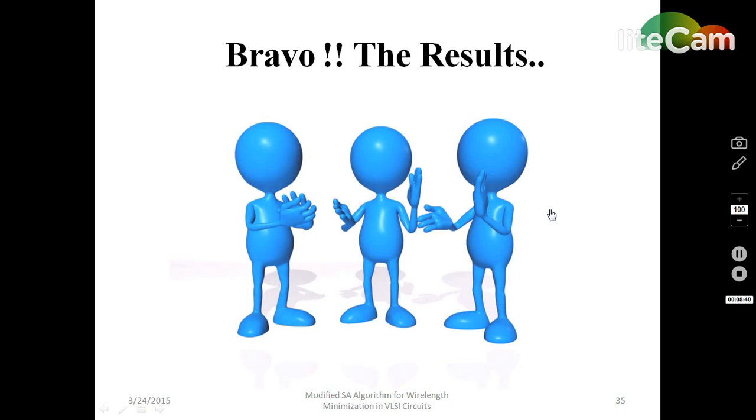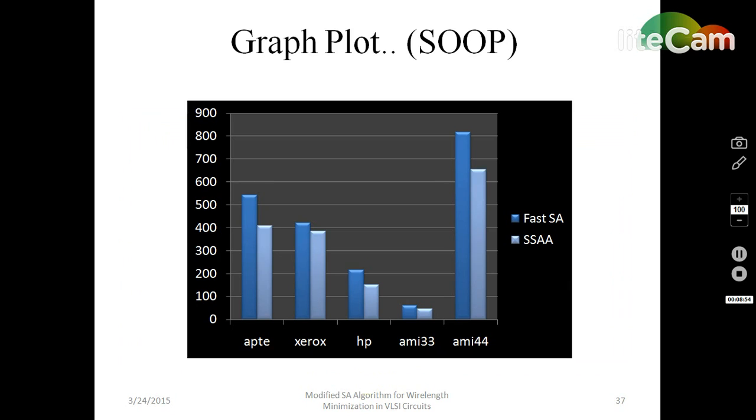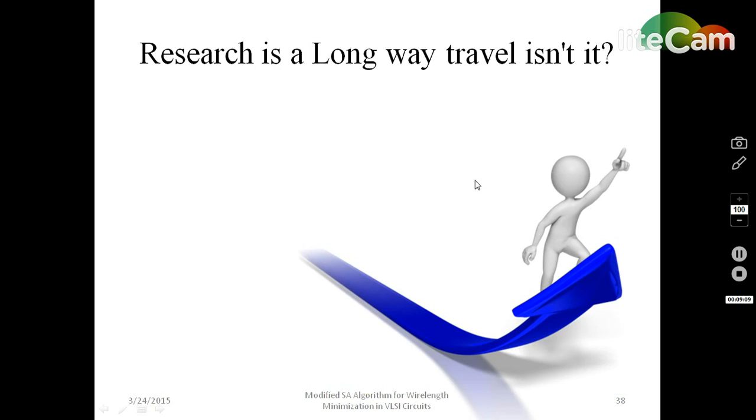So on observing the analysis part, we conclude that our results are out, right? So here we go about the results. Our algorithm works very well for the single objective optimization problem, and the final results are as shown. This is the graph plot for our final results. We can see that for every problem, APTE, Xerox, HP, AMI33, and AMI49 as well, a considerable amount of minimization has taken place for every circuit. So we have concluded our project, but research is a long way to travel, isn't it?